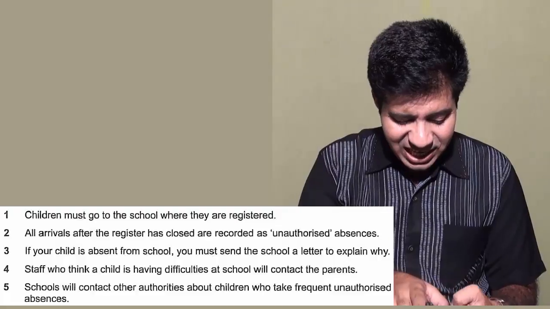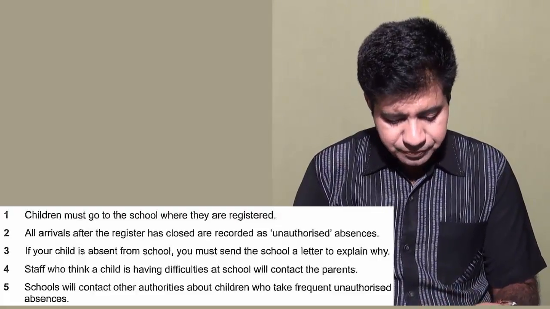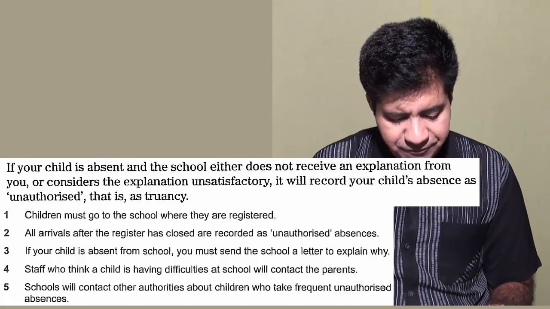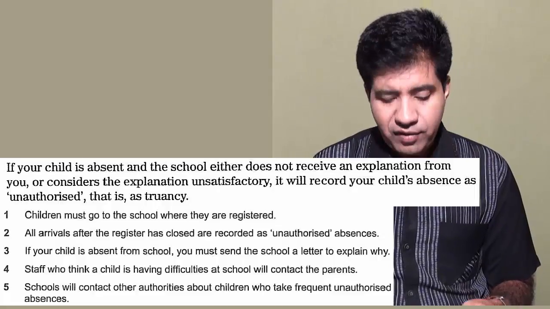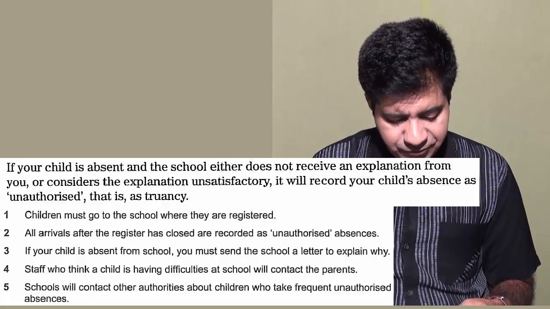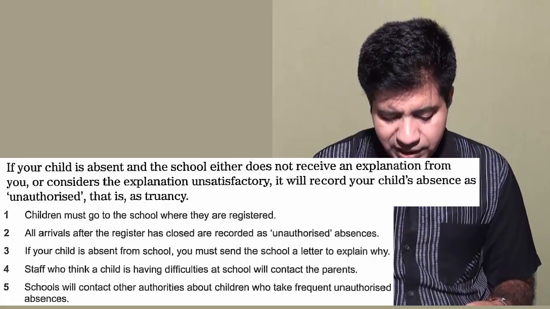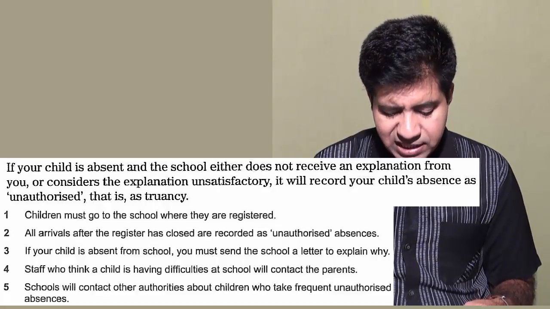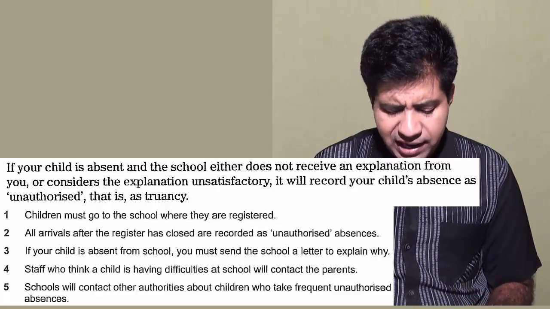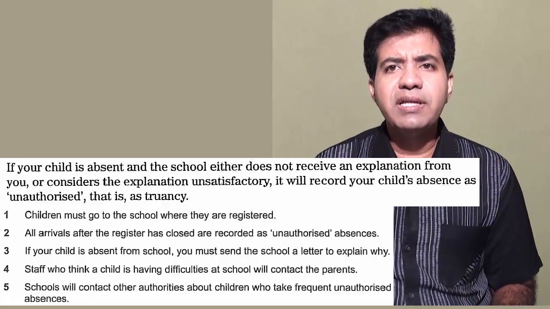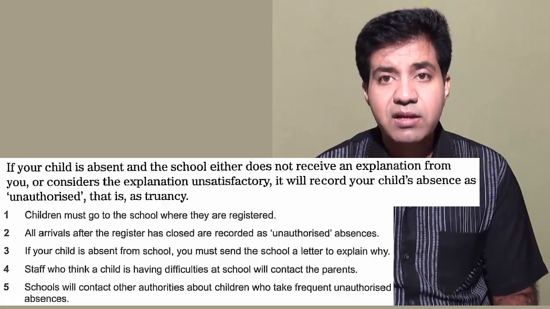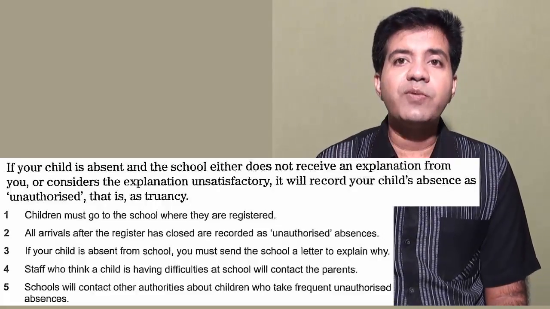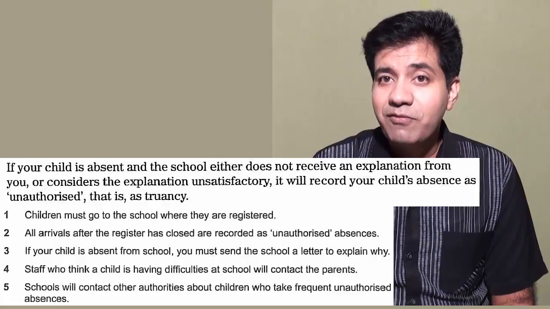Okay, let's see, have they mentioned it or not? It's written here, if your child is absent, again authorized and unauthorized. It's written, if your child is absent and the school either does not receive an explanation from you or considers the explanation unsatisfactory, it will record your child's absence as unauthorized. But they didn't mention that they will contact other authorities, not at all. So that's why it's going to be not given.